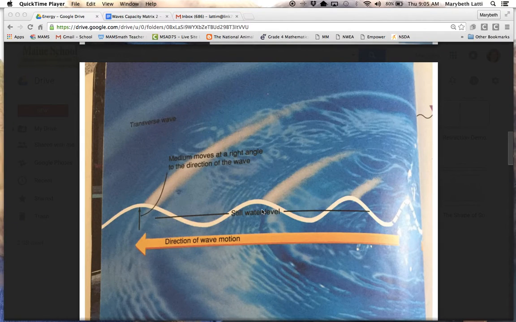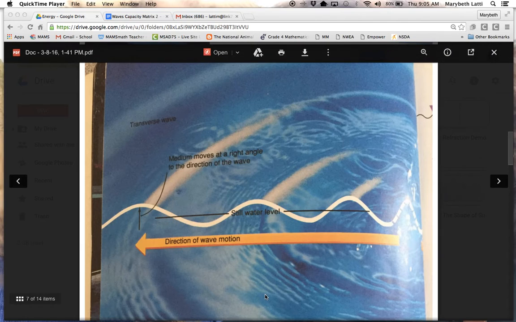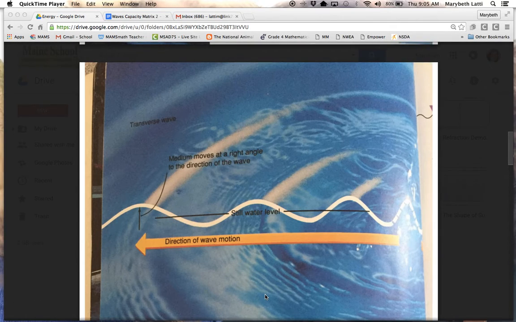Look at page 16. Do you notice how the medium moves at a right angle to the direction of the wave, the still water line, and the direction of the motion? This is important to understand about a transverse wave. We'll be talking more about it in class.